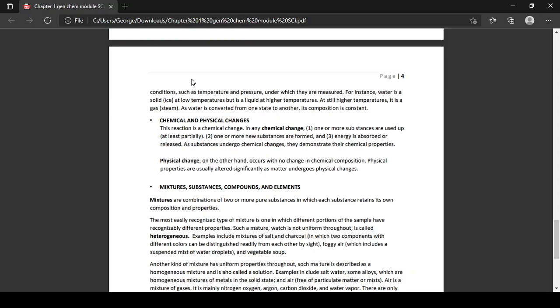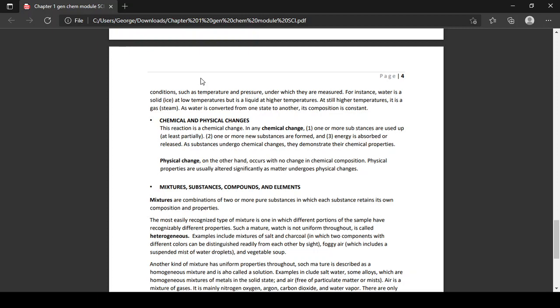One or more substances are used up. One or more new substances are formed. For example, for statements 1 and 2: when carbon combines with two oxygen to form carbon dioxide, they combine, and one substance is used up, at least partially, to combine the two substances. And next, energy, for example heat energy, is used to form carbon dioxide, and it is absorbed or released into its surroundings. And that is a chemical change.